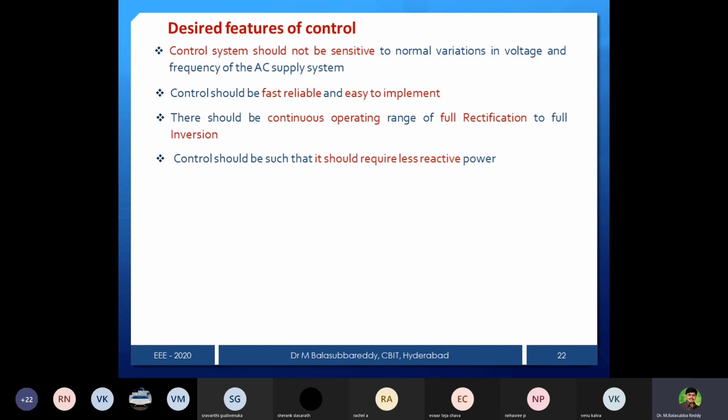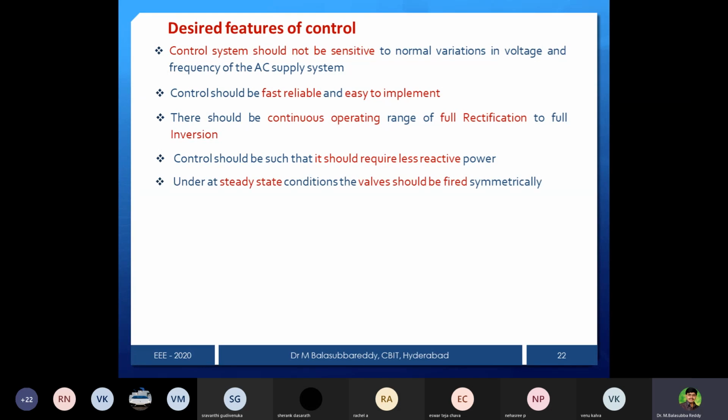Control should be such that it requires less reactive power. This is also a major problem if we are not constrained on this. If you are operating, the system always requires reactive power compensation, and that is an additional burden. That's why during system operation itself, they take care of the constraint, so that it should not require as much reactive power. It should require only less reactive power to adjust the voltage or to maintain the voltage constant.